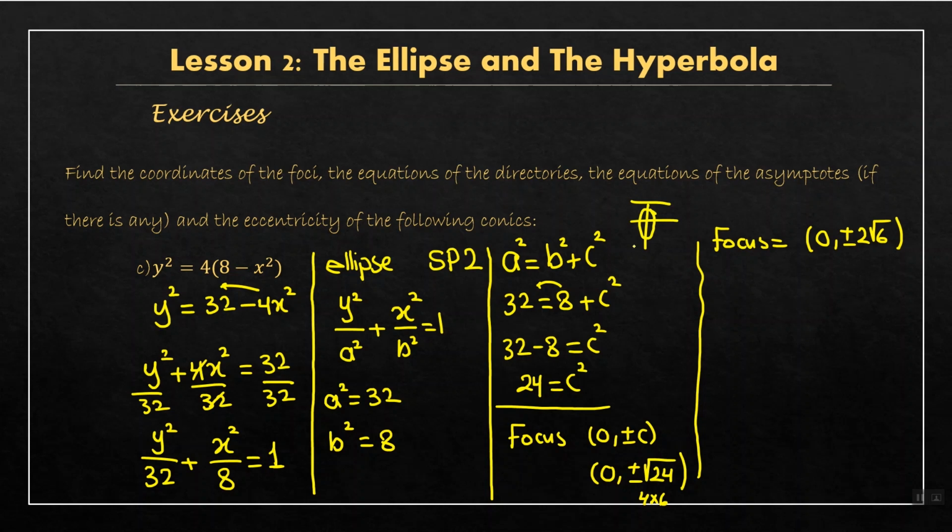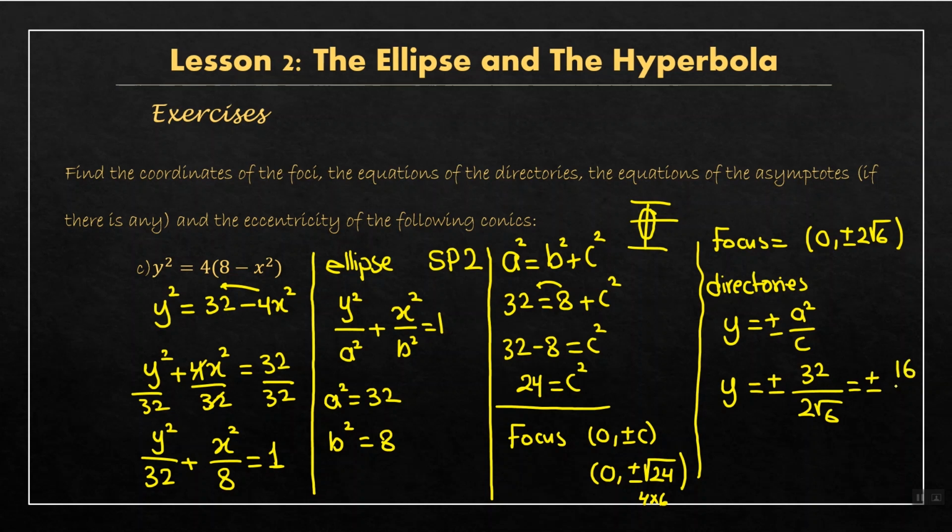The directrices, because this is SP2, guys, look, this is SP2, it looks like this, it's vertical, then the directrices are here and here. They're cutting the y-axis. So the directrices are going to be y equals plus minus a squared over c. So we have here y equals plus minus a squared is 32. So we have 32 here, and c is 2 root 6. So we can cancel 32 with 2, we get plus minus 16 over root 6. This is the equation of the directrices.